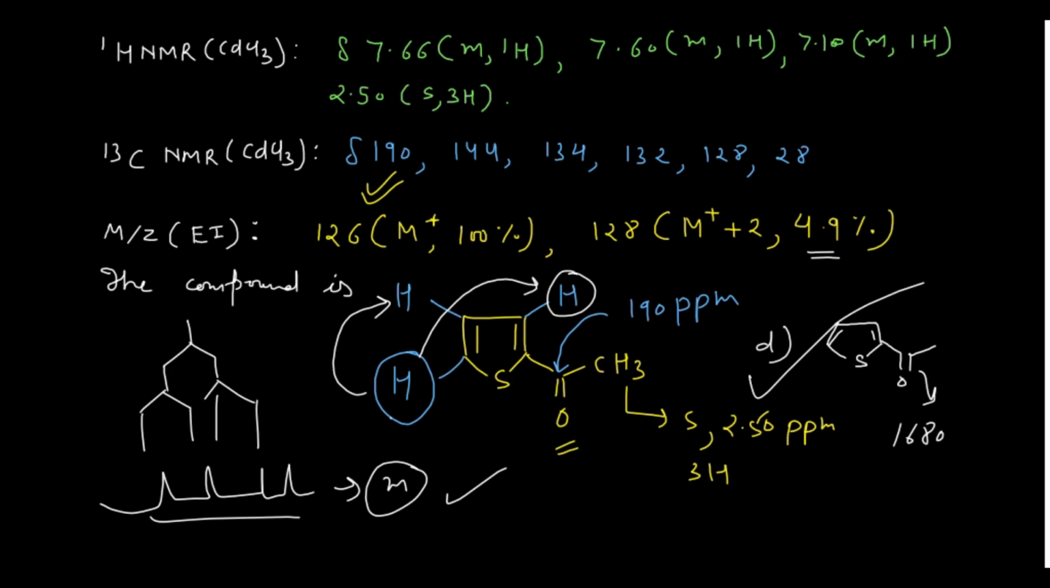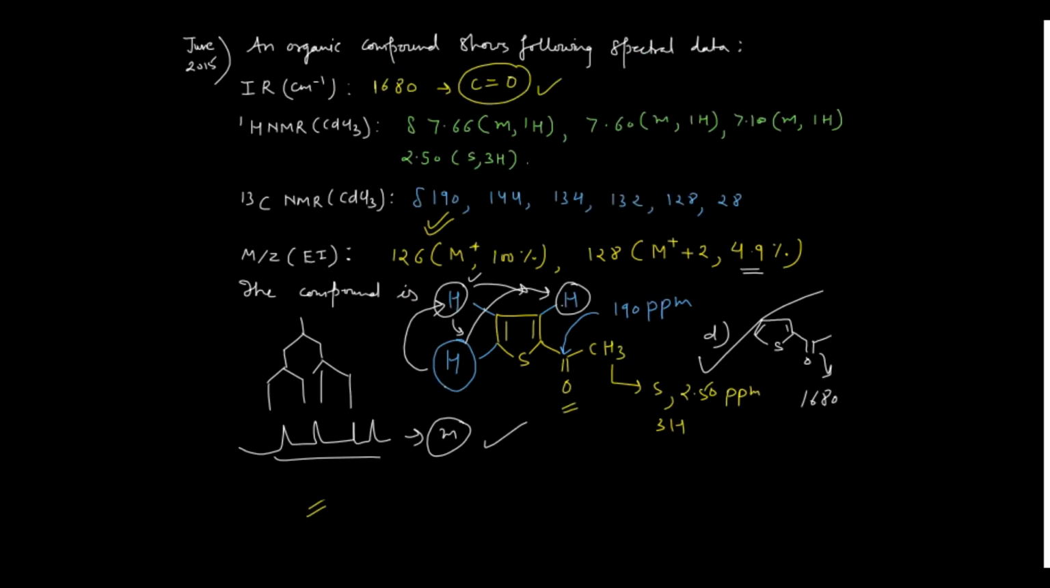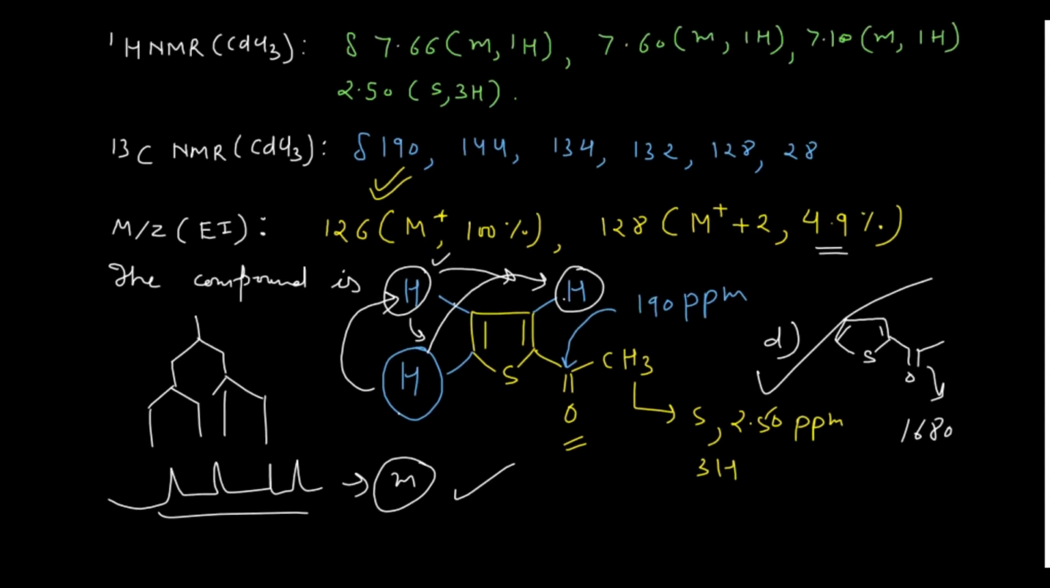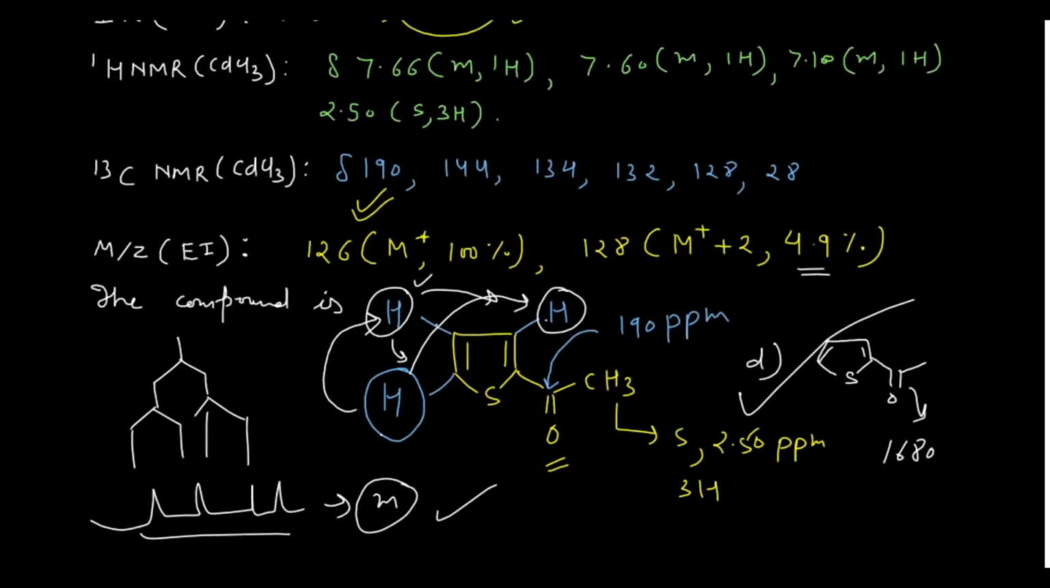Same is true for this one. This will couple with this one, and this will couple with this one. This will also give you the multiplet. And this hydrogen, sorry, I made a mistake. This hydrogen is also coupled with this one and then this one. So all these hydrogens will give you the multiplet, and it is there in the question itself. You see here.